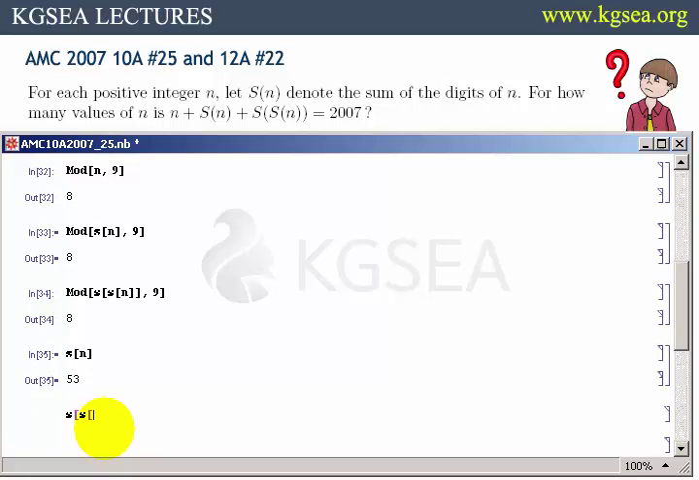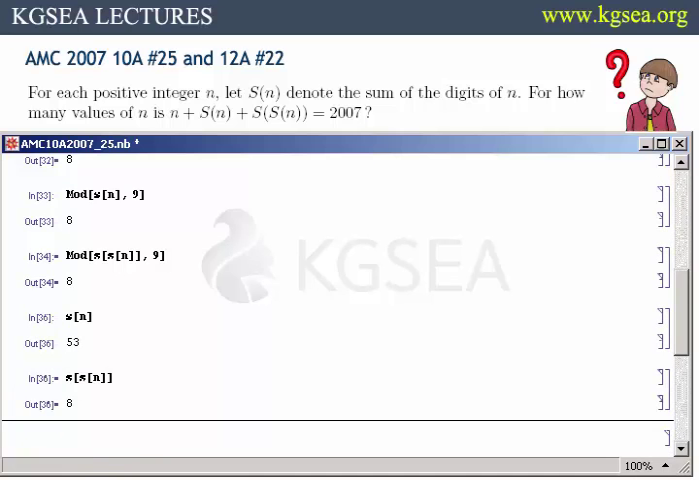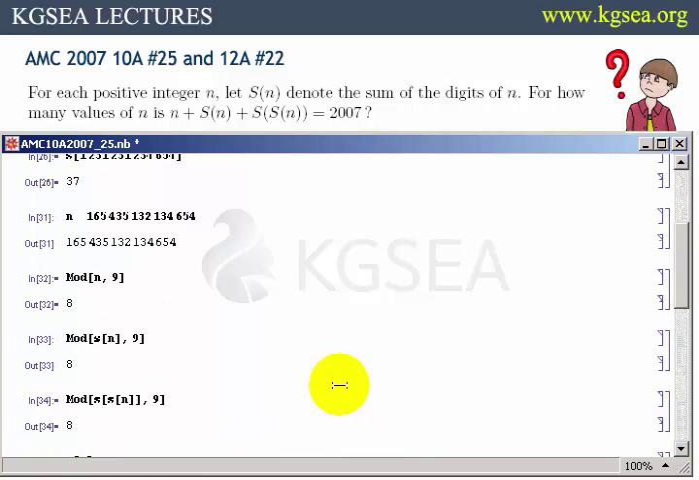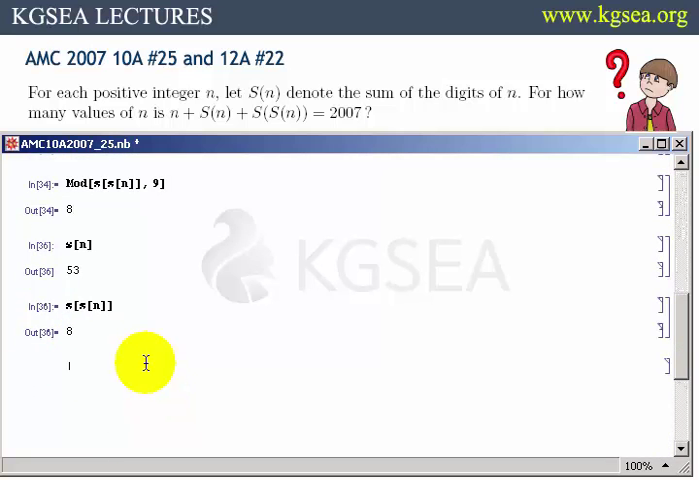And what is s of s of n? Do we need to do this? We know it's going to be 8, right? 5 plus 3 is 8. So if we divide that by 9, it is 8. So 9 has the property, same thing with 3, that if you divide by 9, it doesn't matter whether you added all the digits, and if you add all the digits of the digits added, it still would give you the same remainder.